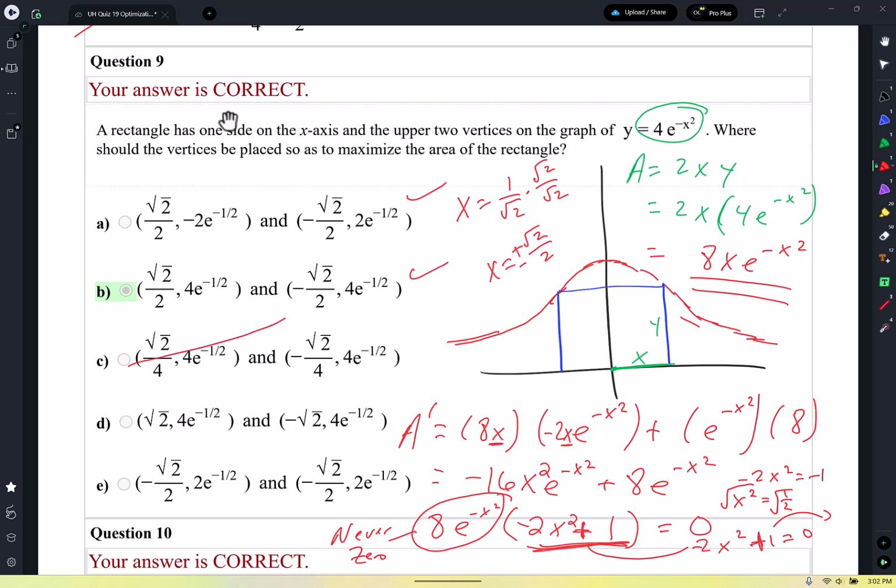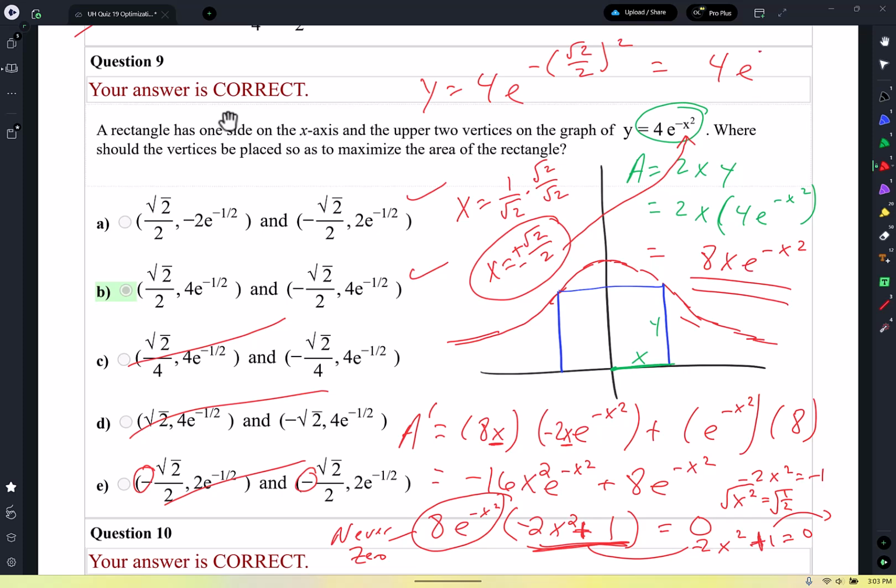Check it out, guys. Both of these are negative, see? So it's between A and B. So how do you find the y value? Plug this guy into the x squared. Y equals 4e to the negative parenthesis square root of 2 over 2 squared. So let's see what that is.